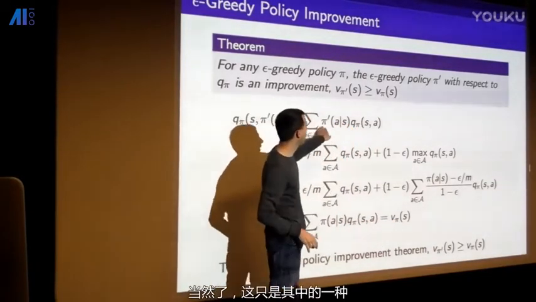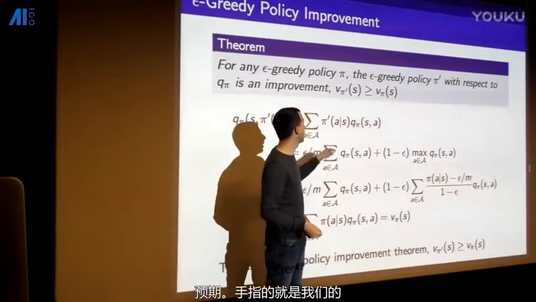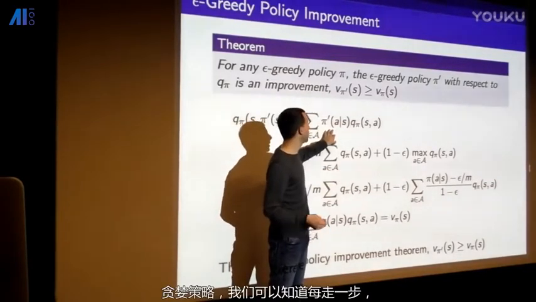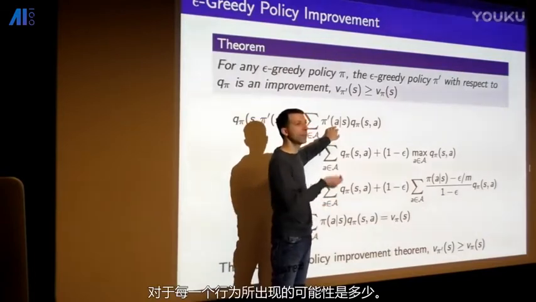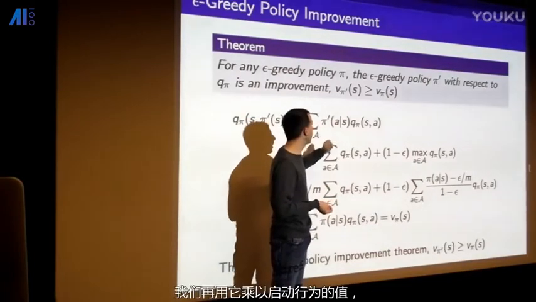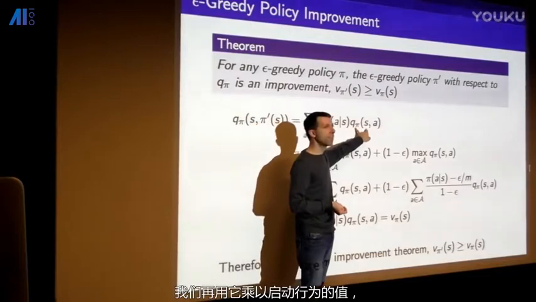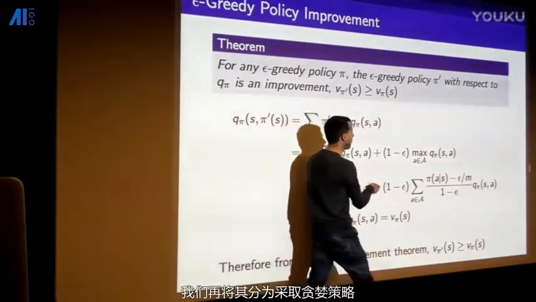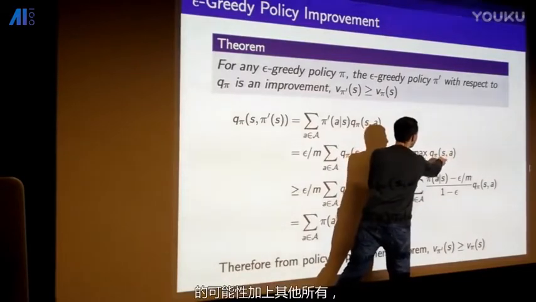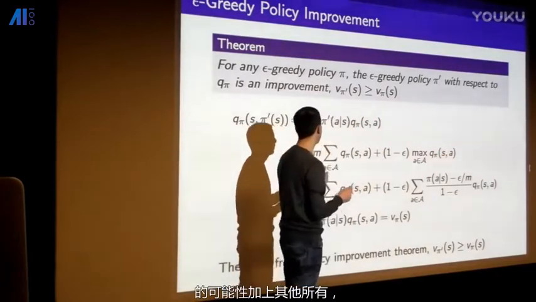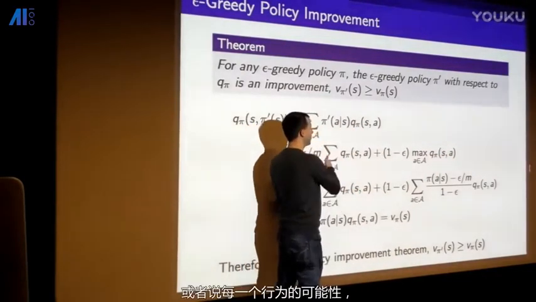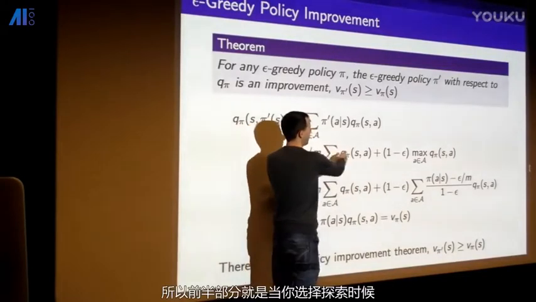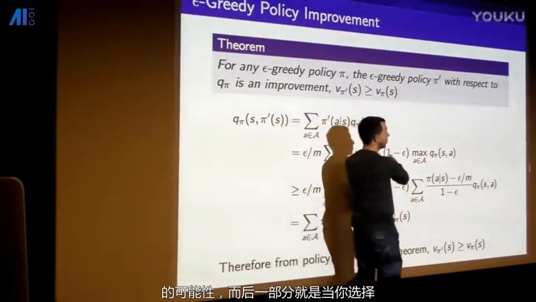So this is just an expectation. This is our epsilon greedy policy. And for one step, there's some probability that we're going to take each action, multiplied by the value of that action. This is just unrolling the expectation. And we can split that into the probability of taking the greedy action plus the probability of taking every other action. So this is what happens if you choose to explore, and this is what happens if you choose to act greedily.